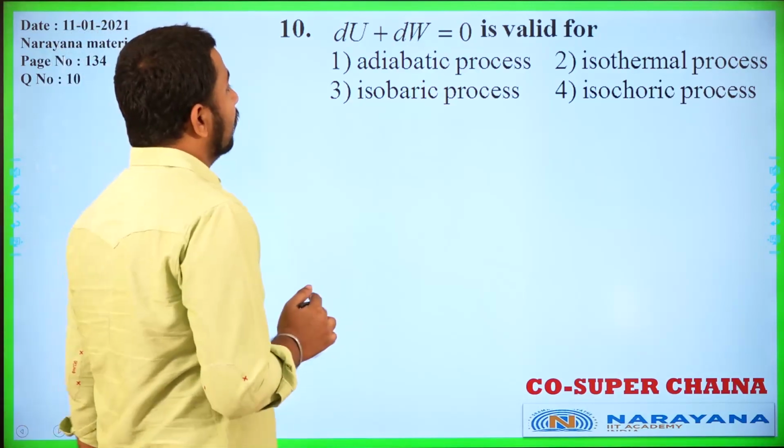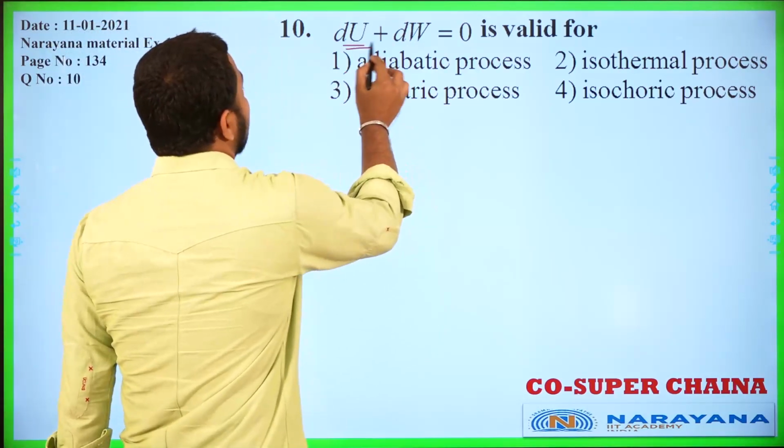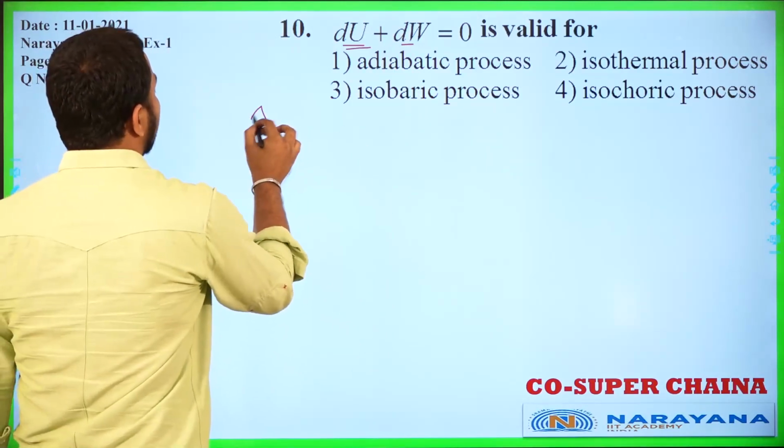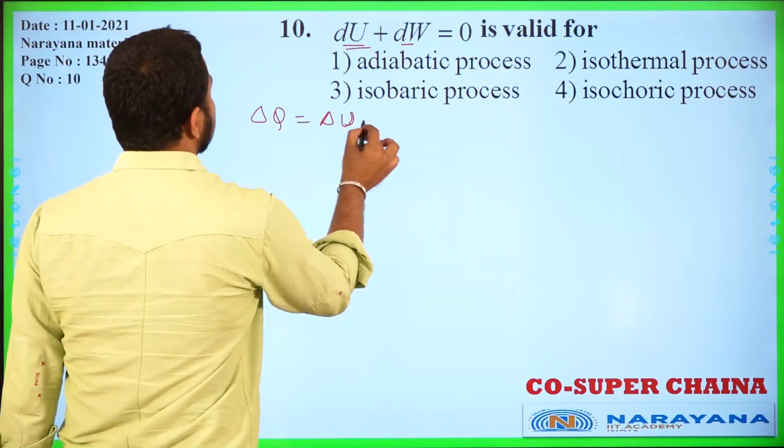Now delta U plus delta W is 0. So we know that delta Q is equal to delta U plus delta W.